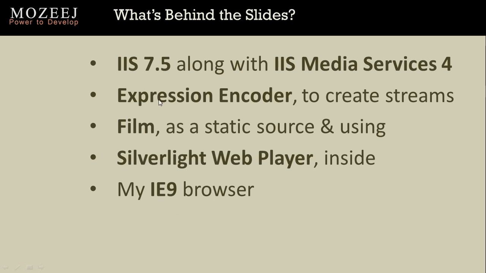So I have Windows 7, which means I have IIS 7.5 installed on my system, and as an extra option I have installed IIS Media Services 4. The links for these files are included in the description of this video. You can go to that web page on the Microsoft website and download these files. Other than that, you'll need Microsoft Expression Encoder to create the streams for Smooth Streaming. I'll also be using a film, I think Battle of Centers, as an example to show you the Smooth Streaming event.